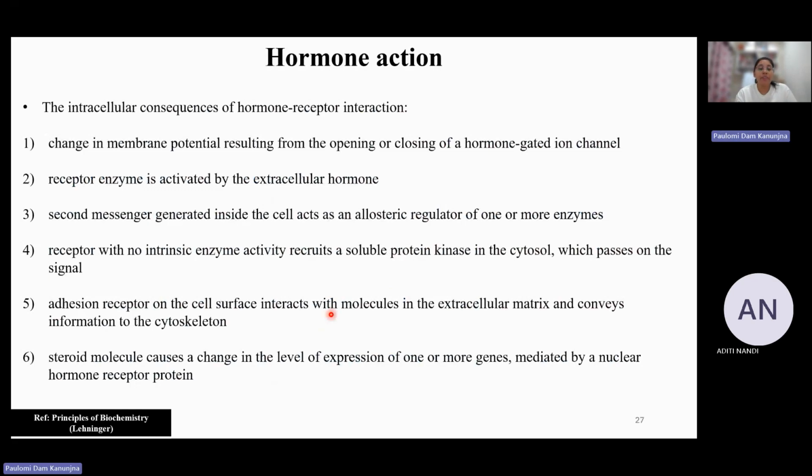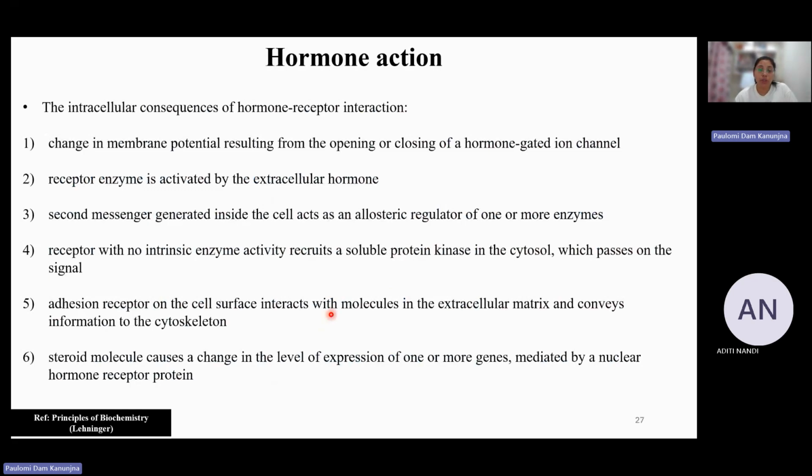Or the receptor, if it does not have enzyme activity, will recruit other protein kinases or other proteins. So if it is not itself an enzyme, it will recruit other proteins or other signal cascading effects, right? It can also be an adhesion receptor on the cell surface, and this can then interact with molecules in the ECM. Why does it always have to be inside the cell? It can also be outside the cell. It can be the cytoskeleton as well.